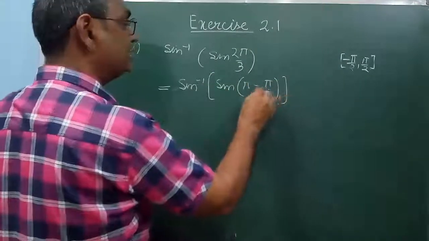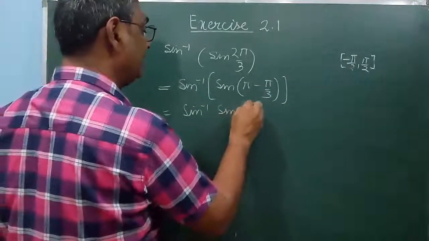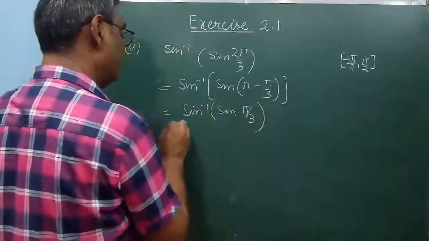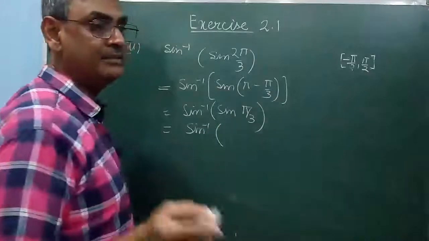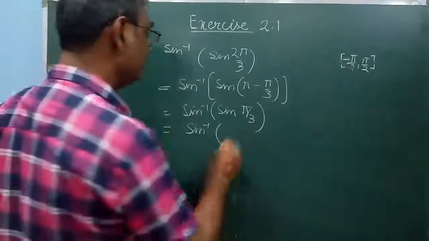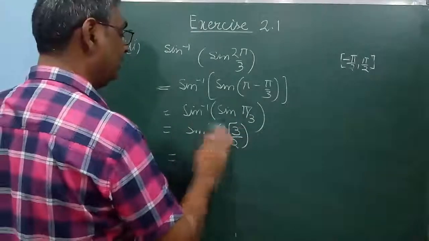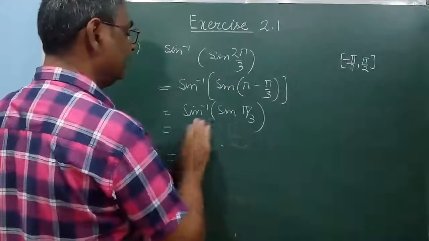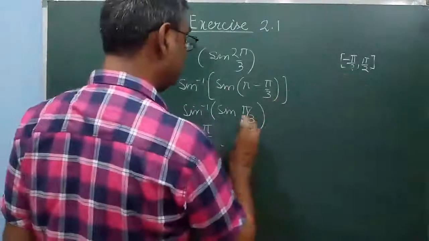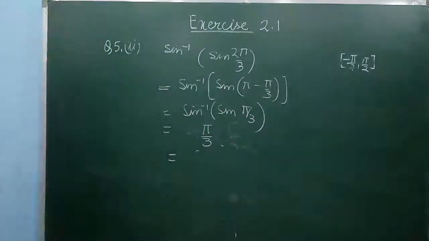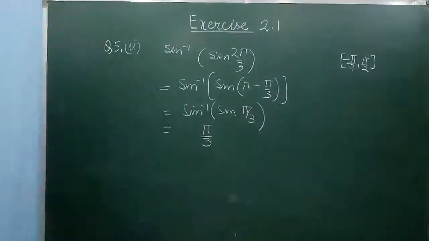This is in which quadrant? This is the second quadrant. So this is sine inverse sine pi by 3. What is the value of sine pi by 3? Pi by 3 means 60, and sine 60 is root 3 by 2. Or directly we can write sine inverse sine pi by 3 as pi by 3, because this pi by 3 lies in between minus pi by 2 to pi by 2. So here the answer will be pi by 3.